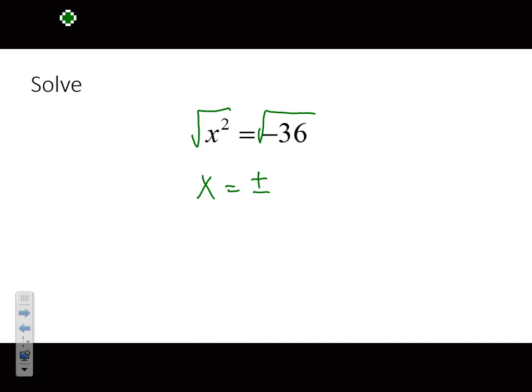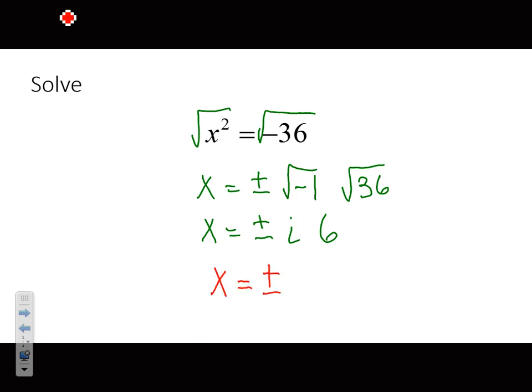So we have that negative in there, so we're going to take it out. Square root of negative 1, square root of 36. So x equals plus or minus. We know the square root of negative 1 is i. 36 is a perfect square, which is going to be 6. Now, we know this isn't how we write it, so we're going to rewrite it in proper notation. x equals plus or minus 6i.